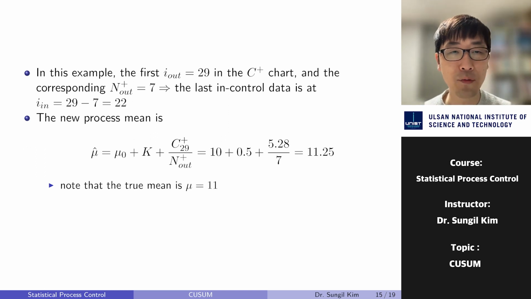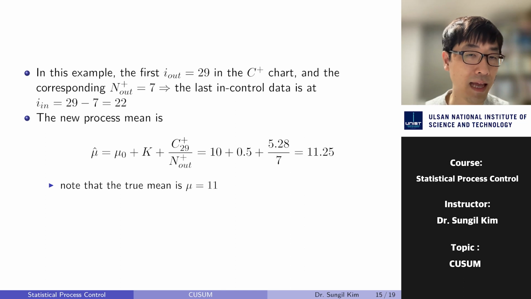Okay, from the table, we see the first I out equals 29 in the Ci plus chart because the value 5.28 is greater than 5. And the corresponding n plus out equals 7, which yields the I in index of 22. Then we can estimate the new process mean by 10 plus 0.5 plus 5.28 divided by 7, which equals 11.25. Compared to the true mean, 11, the estimated value is quite accurate.